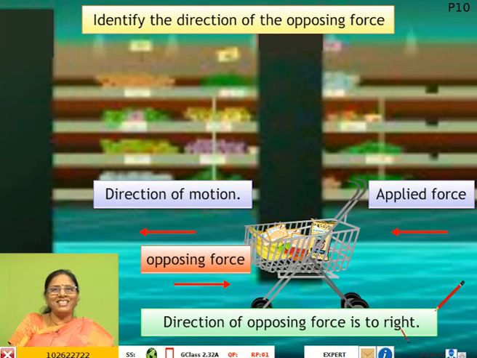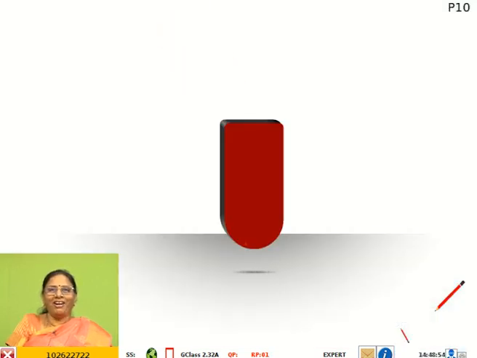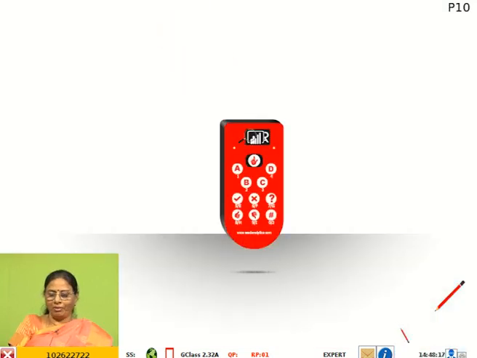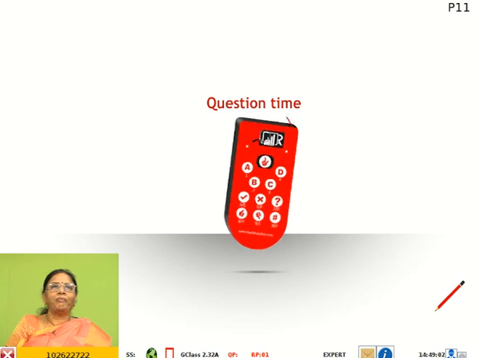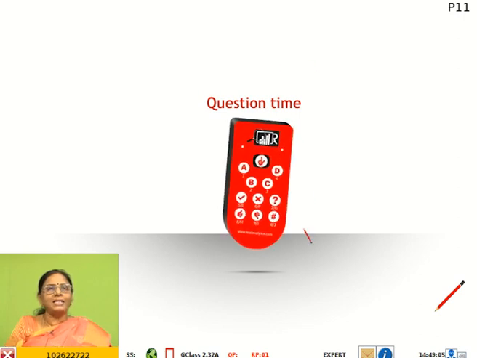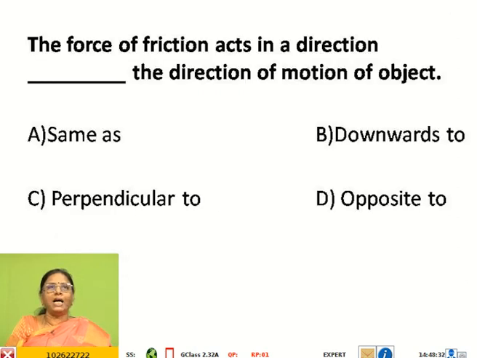Now, it is time for a question. And the question is, the force of friction acts in a direction dash the direction of motion of the object. Options are: same as, downwards to, perpendicular to, and opposite to. Do you all have your clickers ready? Yes, and I give you 30 seconds of time, children. All of you must be able to answer it properly now.